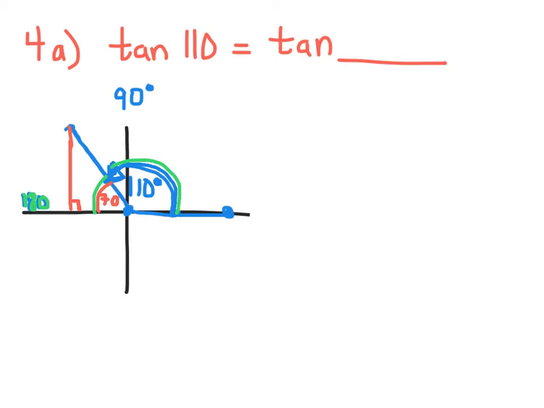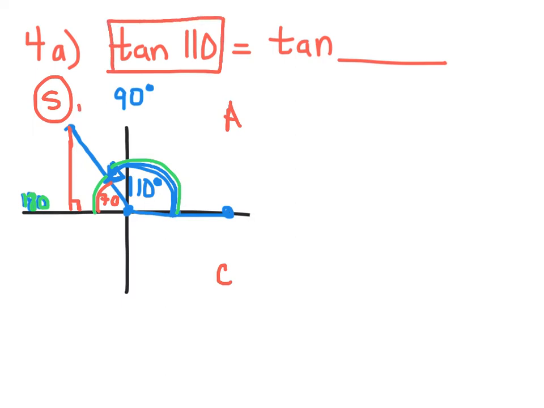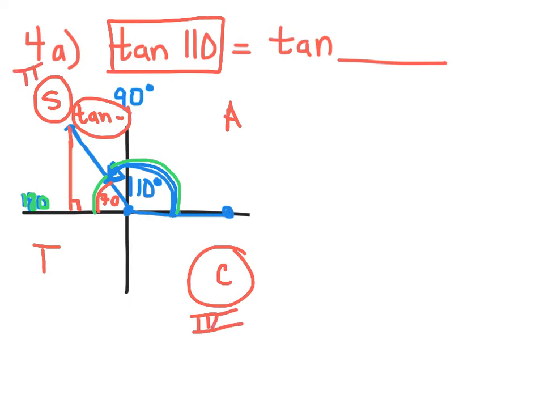So if I look at the CAST rule, so this is very important, the CAST rule states that in this quadrant, only sine is positive. Remember, we're looking at the tan of 110. Tan is negative in this quadrant. There's only one other place that tan is negative. The only other place that tan is also a negative would be in this quadrant here, in quadrant number 4. So tan is negative in quadrant 2, but it's also negative in quadrant number 4.